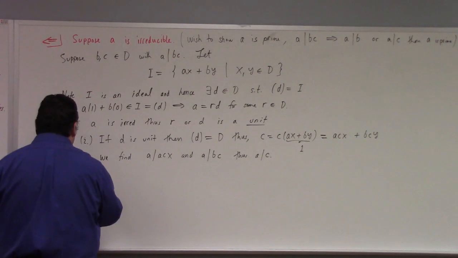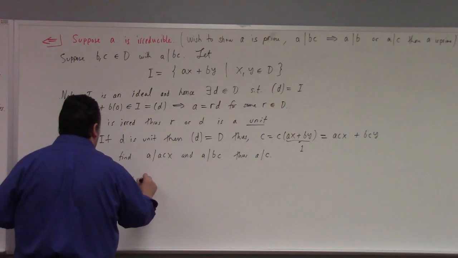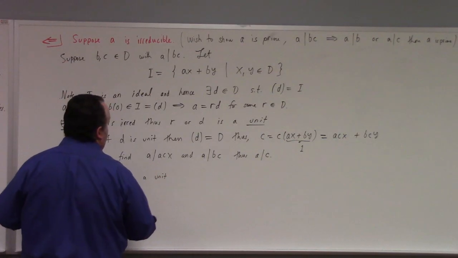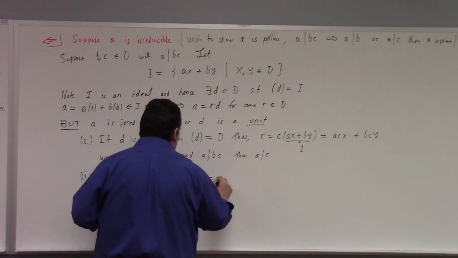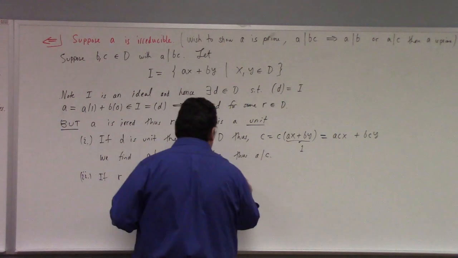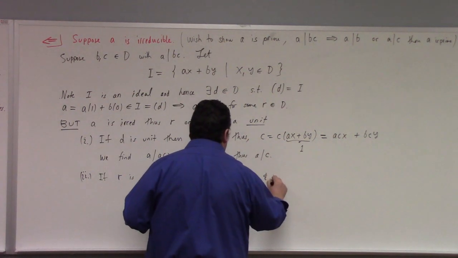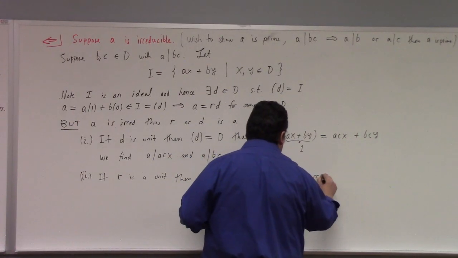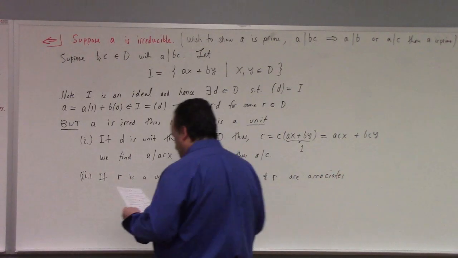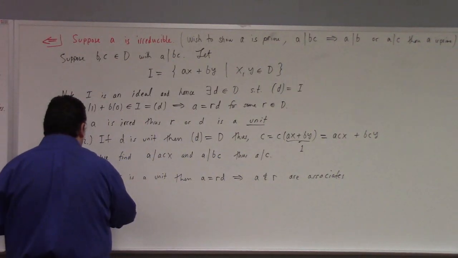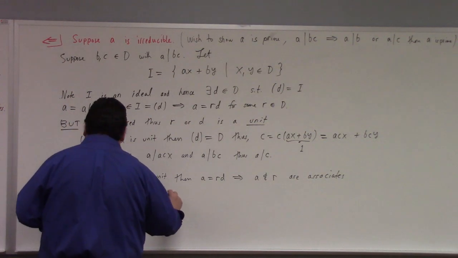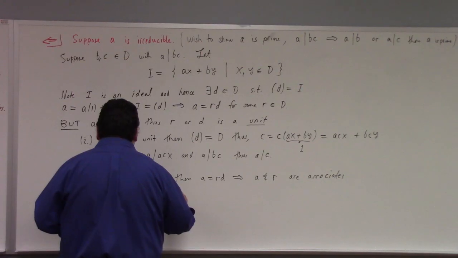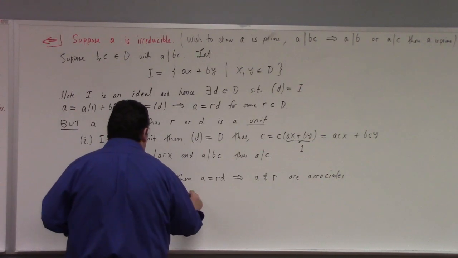Number 2, if R is a unit, right? If R is a unit, then A is equal to RD implies that A and D are associates, right? Hence, the principal ideal generated by D is equal to the principal ideal generated by A is equal to I.